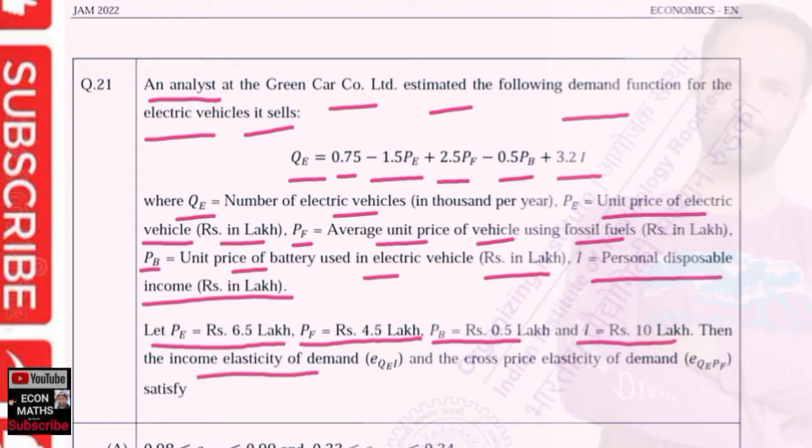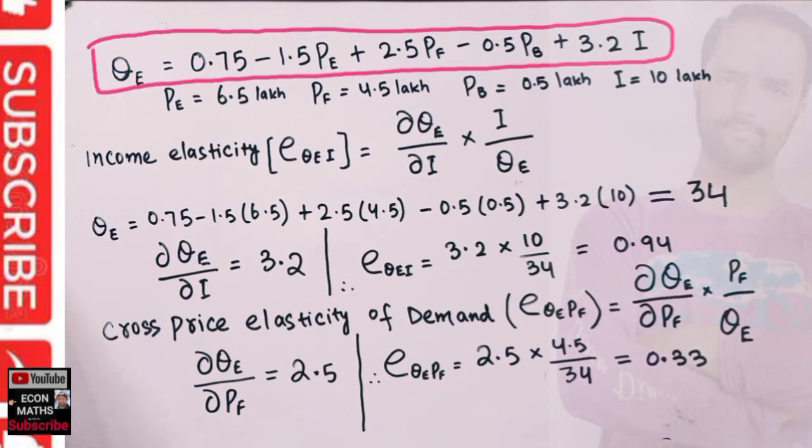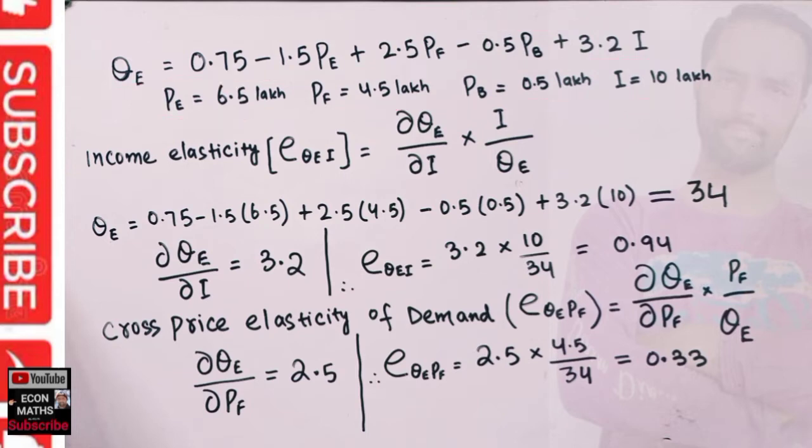Then income elasticity of demand and cross price elasticity of demand satisfy. So we have to find out the income elasticity of demand and cross price elasticity of demand. Let us try to figure it out. So we have this equation, this is our demand equation, I have written it here. The value of PE is 6.5 lakh, PF is 4.5 lakh, PB is 0.5 lakh, and income is 10 lakh. Now income elasticity of demand, how do we calculate?